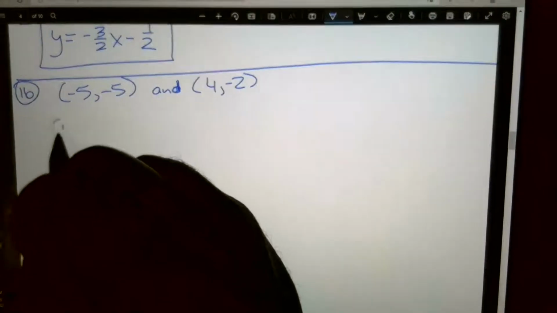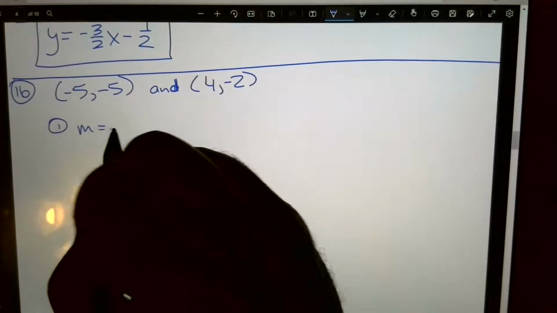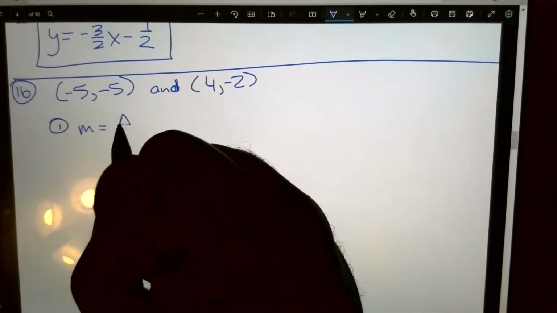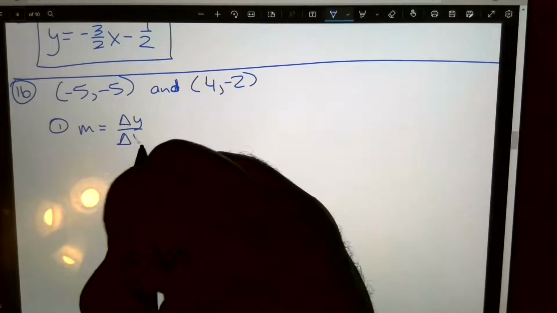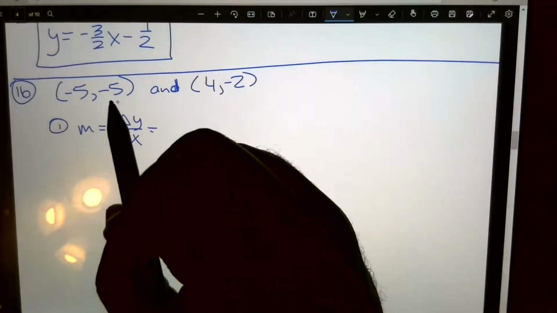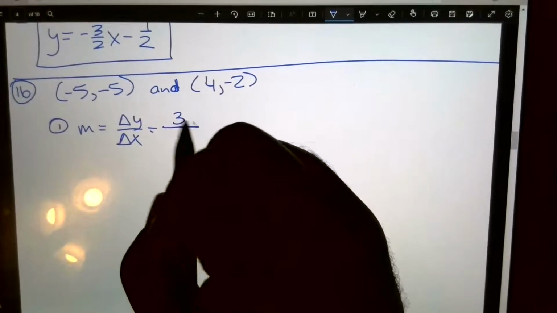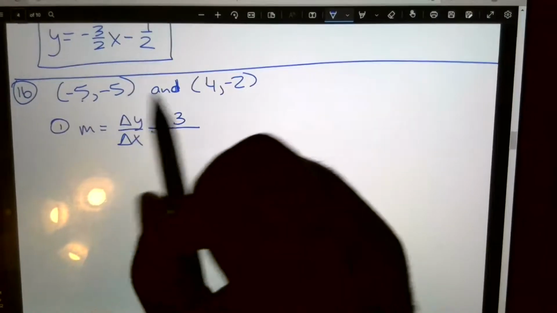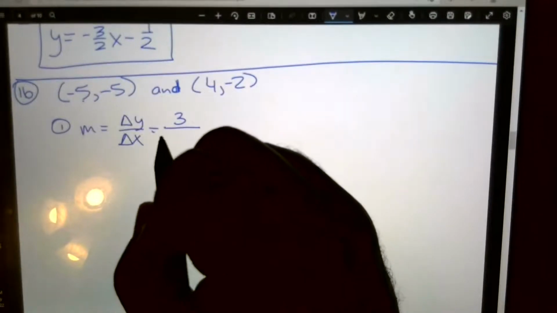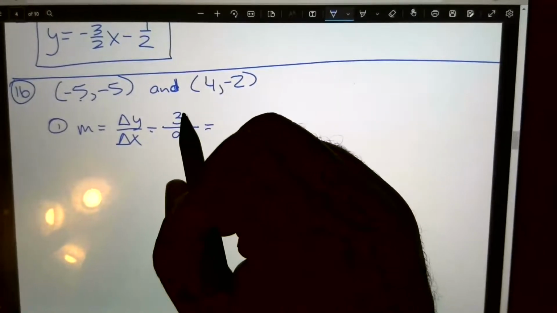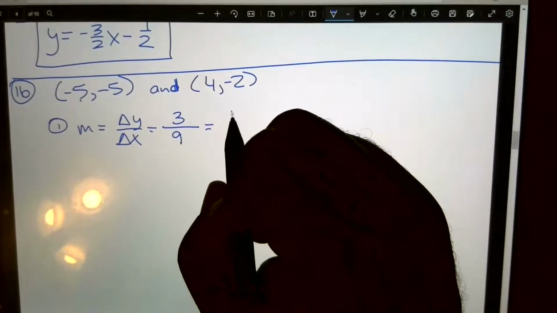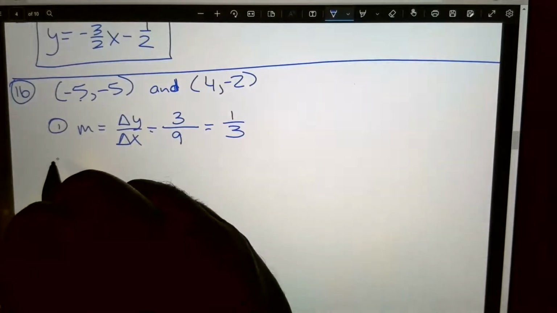So step 1, slope is equal to delta y over delta x. The change in y's. I go from -5 to -2, which is I'm adding 3. From -5 to +4, I'm adding 9. Both are divisible by 3. I divide by 3 and I get 1/3 is my slope.